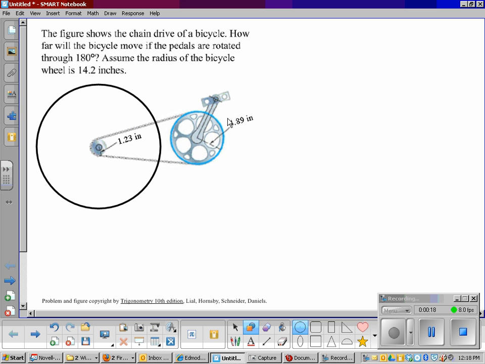So this larger gear drives the smaller gear, which is connected right in the center to the wheel. And so the small gear and the wheel turn through the same angle.